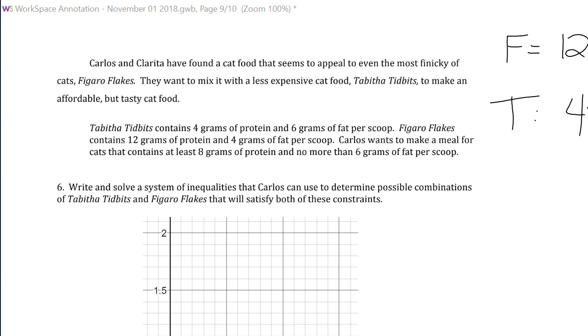We're going to figure out what our constraints are. So we've got a protein constraint, and you've got a fat constraint. Now the protein has to be greater than or equal to 8. And the fat must be less than or equal to 6. So here's where I think you would need my help for this, and I needed Miss Wood's help to get this figured out.